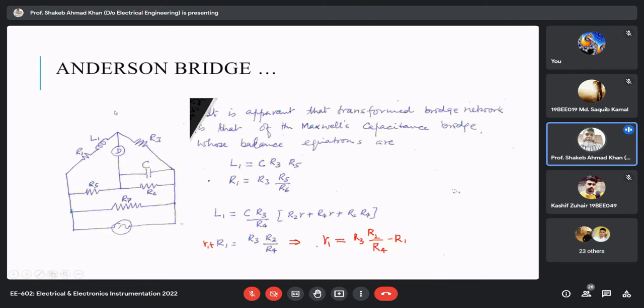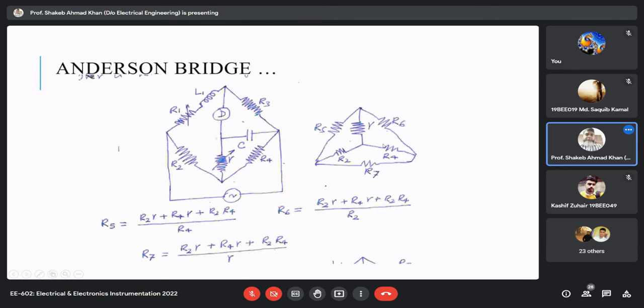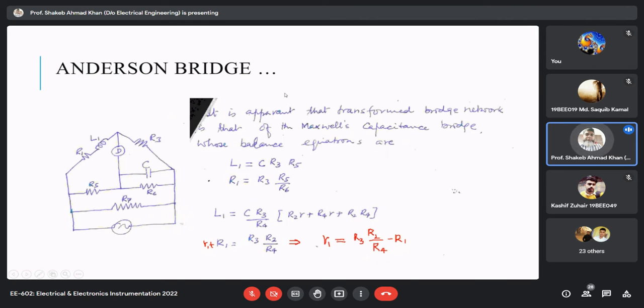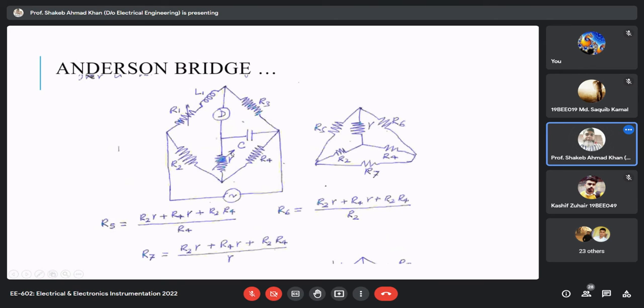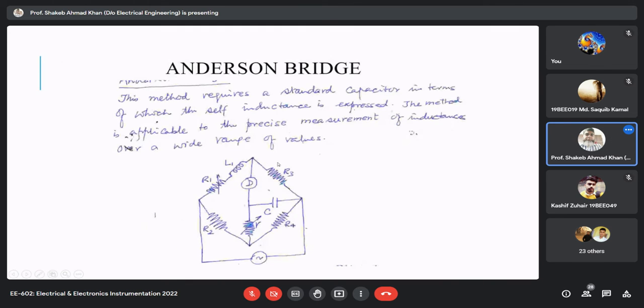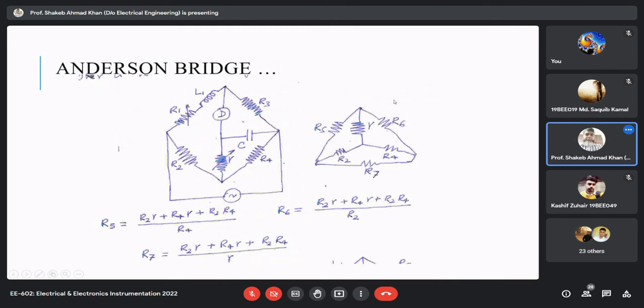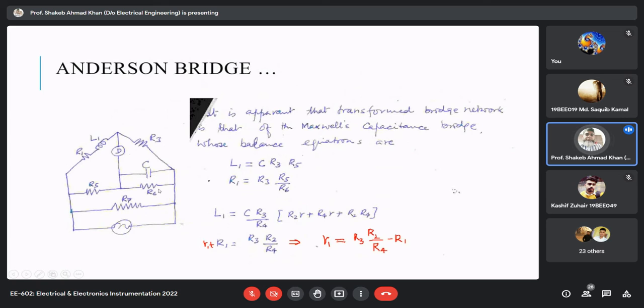Anyway, this is the transformed circuit. This was your original Anderson bridge circuit, and this is your transform. You see that R5 and R6 are coming here. So this is basically your delta.